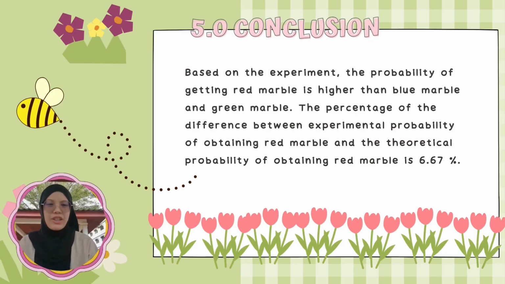Based on the experiment, the probability of getting red marble is higher than blue marble and green marble. The percentage of the difference between experimental probability of obtaining red marble and the theoretical probability of obtaining red marble is 6.67%. In conclusion, we have already achieved our objective, such as to observe and record the frequency of each color of the marbles. Second, to calculate the experimental and theoretical probability of obtaining each of the colors. And finally, to find the differences between experimental and theoretical probability of the experiment.